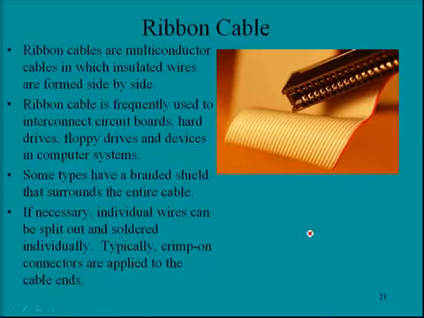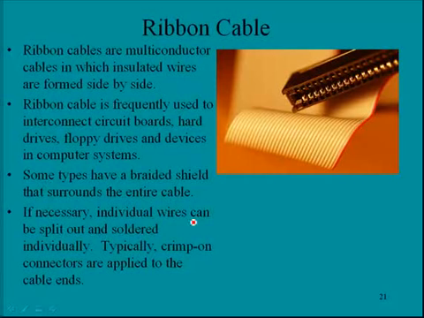Ribbon cables are multi-conductor cables in which insulated wires are formed side by side. And here we have a piece of cable. This would be a piece of cable used inside a computer. Ribbon cable is frequently used to interconnect circuit boards, hard drives, floppy drives, and devices in computer systems, such as this piece right here. Some types have a braided shield that surrounds the entire cable. This one doesn't, but there are some that do.